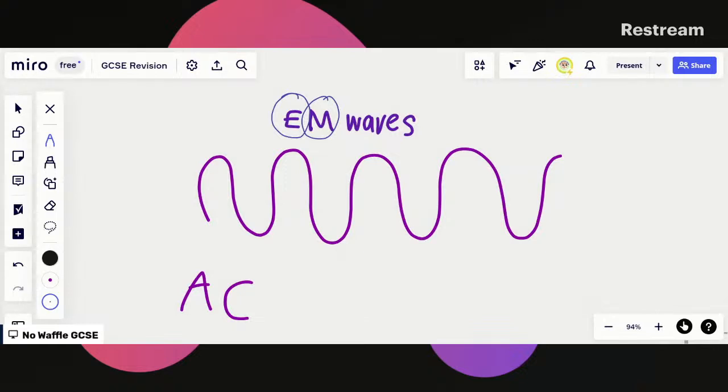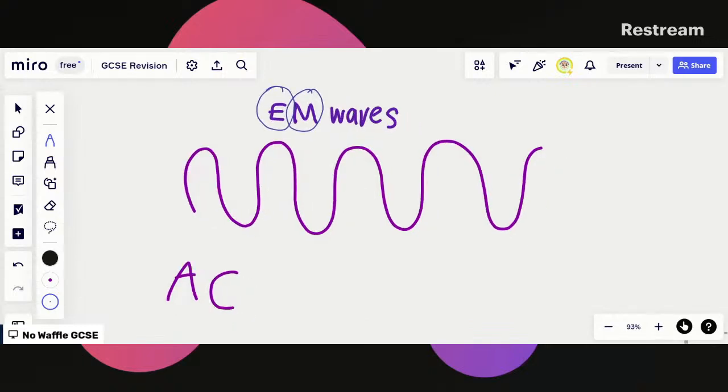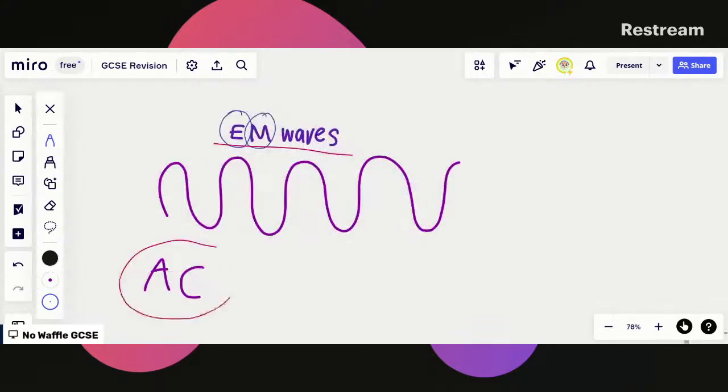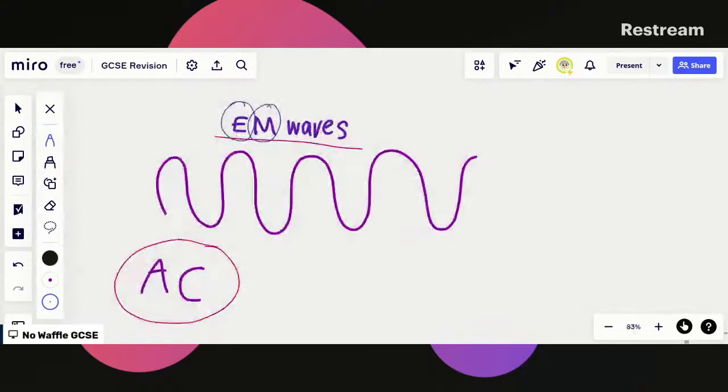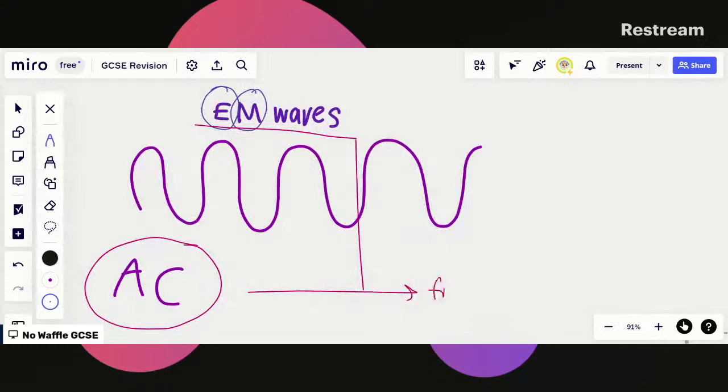So, with this alternating current, as the charges are oscillating, they're producing that oscillating electric field and oscillating magnetic field, and that creates electromagnetic waves. We also need to know about the frequency of the waves. The frequency of the waves produced will always equal the frequency of the alternating current. Frequency just means the number of waves that pass a point per second, and it's measured in hertz. So both alternating current and electromagnetic waves have the same frequency.